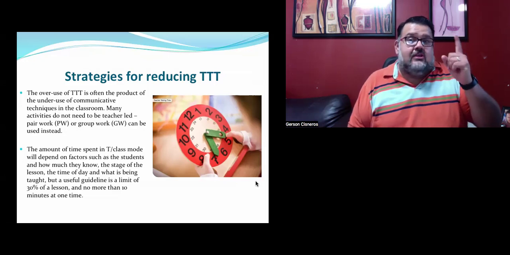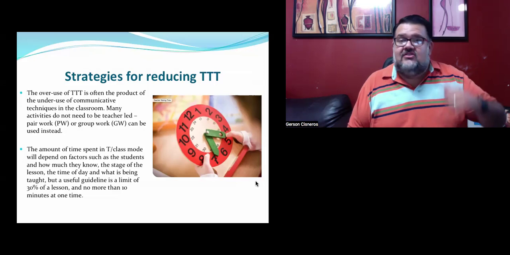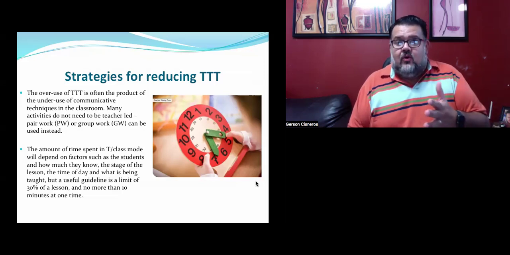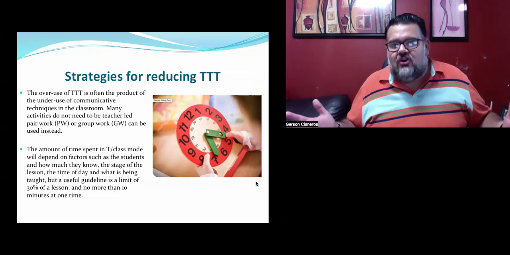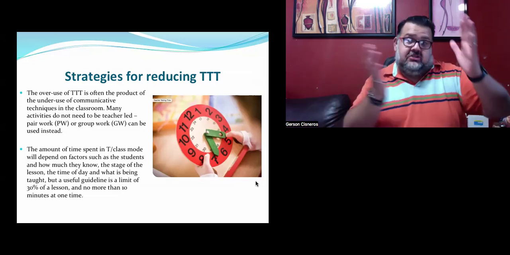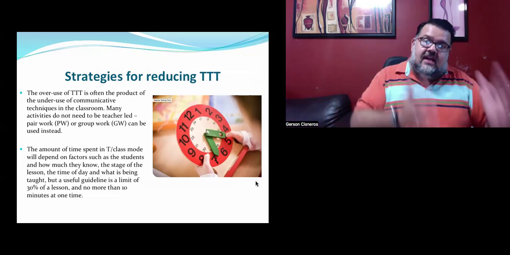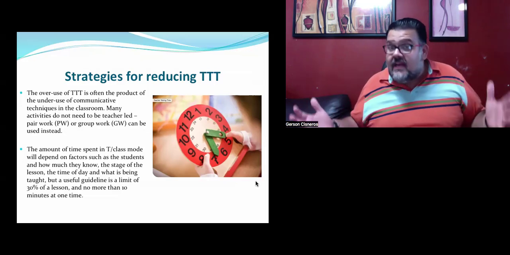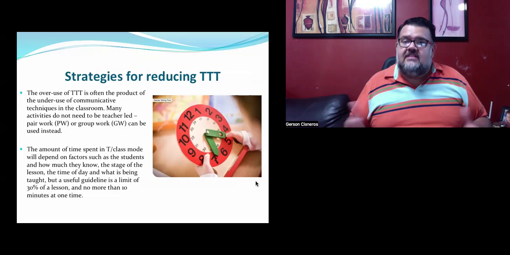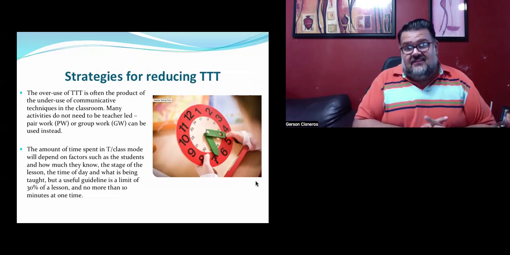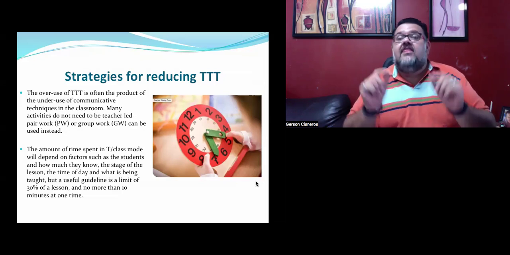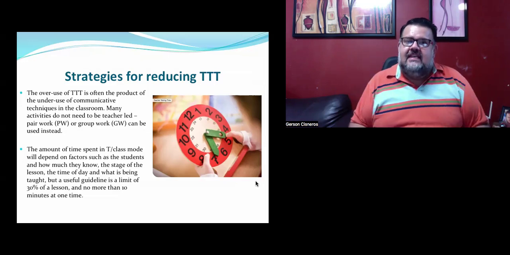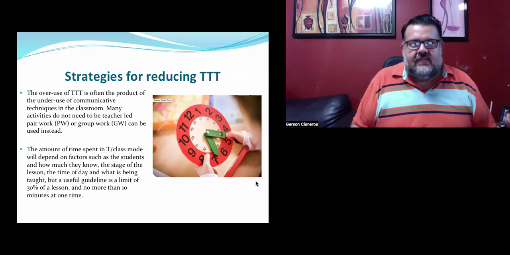That's what it says. You don't use communicative activities such as pair work. No pair work, students don't talk. Who does the talking? The teacher. Teacher remains silent, teacher shut up, then you have them work in pairs, then the students will actually learn and practice speaking. Therefore, your TTT will be minimum.